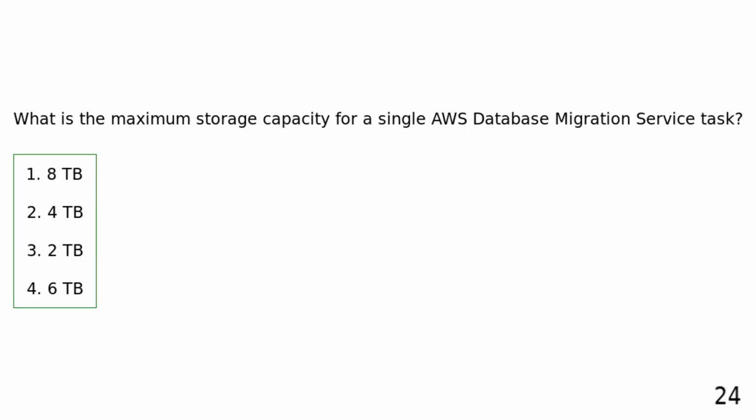What is the maximum storage capacity for a single AWS Database Migration Service task? 8 terabytes. 4 terabytes. 2 terabytes. 6 terabytes.